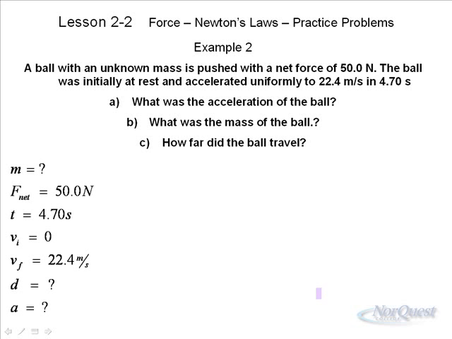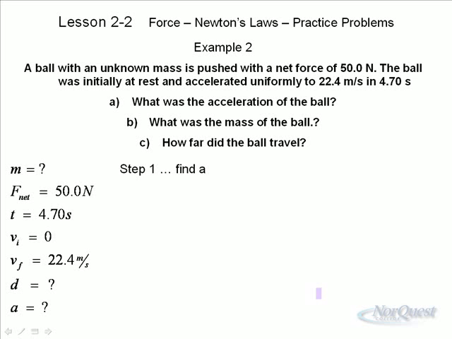Because we know, first we're probably going to figure out what the acceleration was using kinematics. Then we'll use Newton's second law. All right, so what's going to happen here? To find the acceleration, well, what do we know? Initial velocity was 0. Final velocity was 22.4. The time of travel was 4.7.